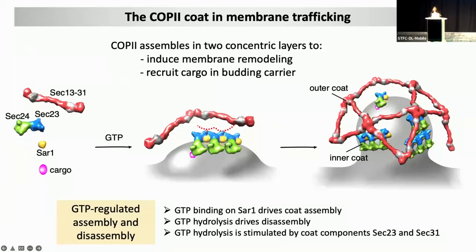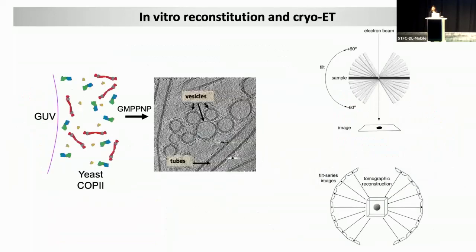the outer coat layer, which basically forms these cage-like structures. So what we work on in my lab, our aim, is to understand how these two layers of the coat assemble and how the assembly is regulated in different conditions. And in order to achieve that, we use a cryotomography-based approach.